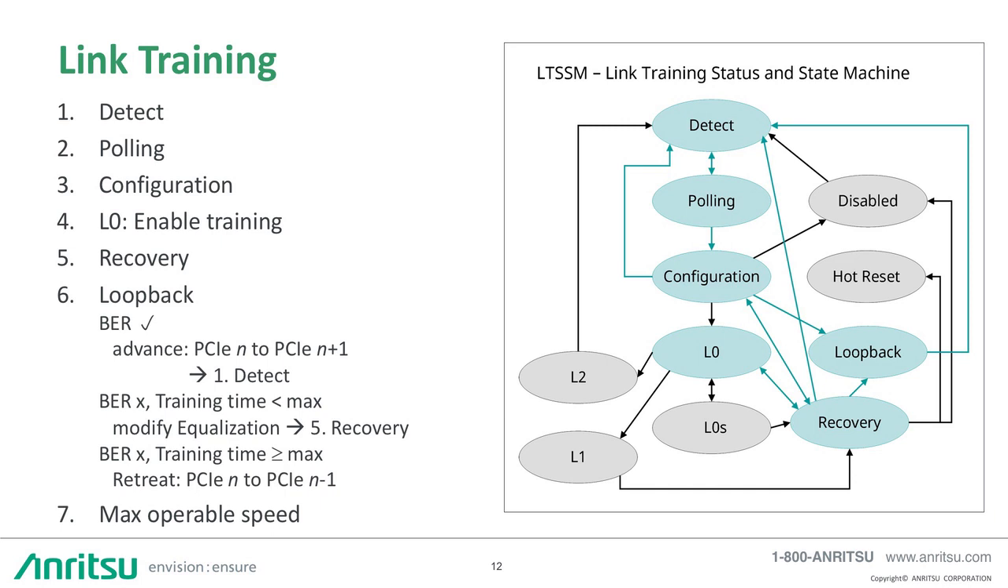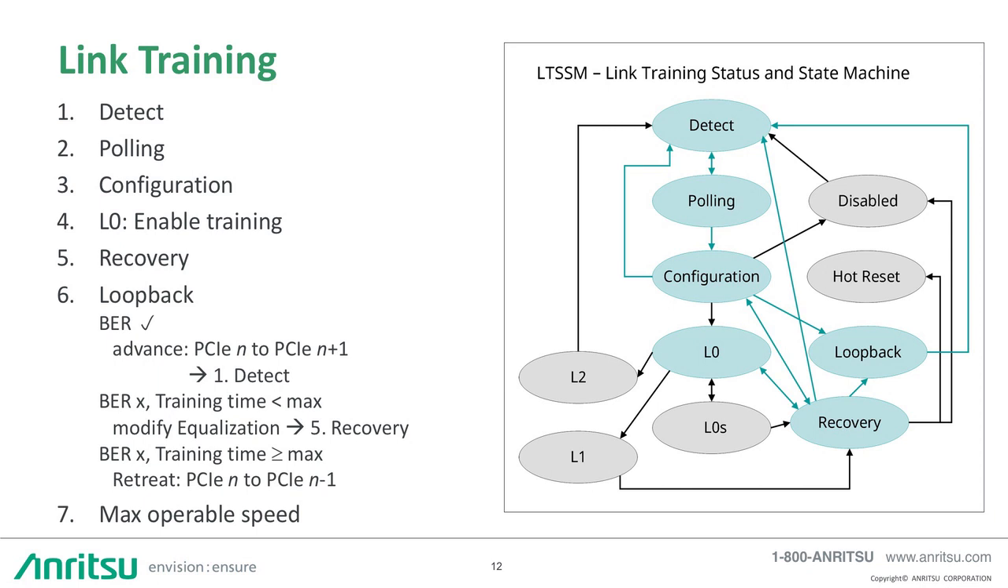The state machine configures the system to operate at the maximum data rate possible. In the first phase of the state machine, detect, the receiver detects the transmitted signal. On initial power-up, the transmitter transmits a PCIe Gen 1 signal at 2.5 gigatransfers per second. The second phase, polling, is where the receiver synchronizes with the waveform and determines the bit rate and polarity. In the third phase, configuration, the number of PCIe channels, that is, its lane width, is determined.